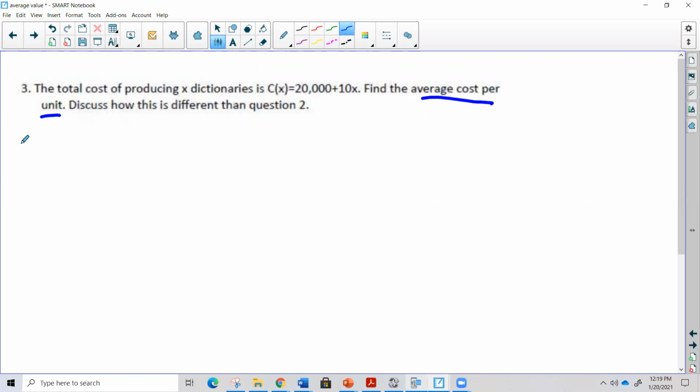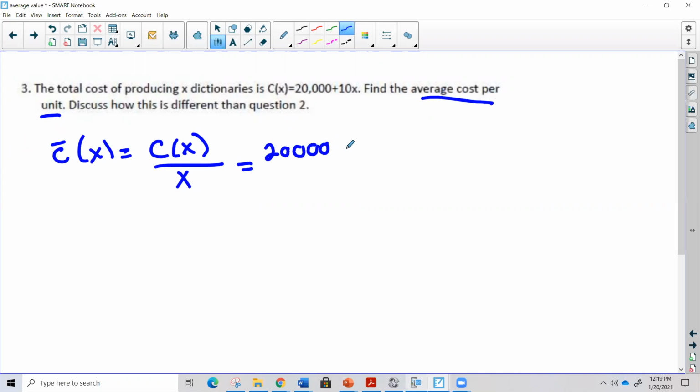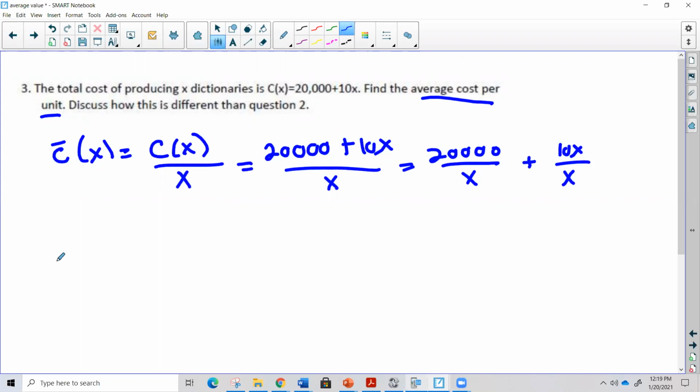And so this is going back to what we learned when we first talked about the cost function. All I want is the average cost function. And again, it's per unit. So what I'm doing is I'm taking my cost and I'm dividing by the number of units. And so it would be 20,000 plus 10x over x. And again, you have to divide each term by x to simplify it. So I just get 20,000 over x plus 10.